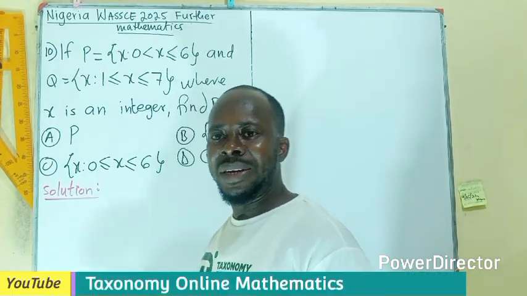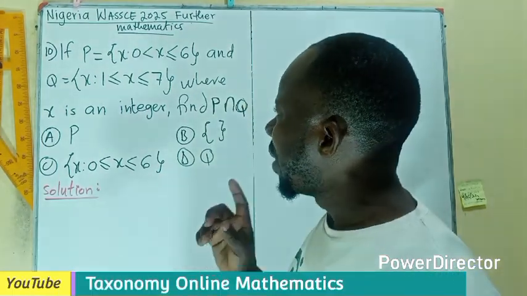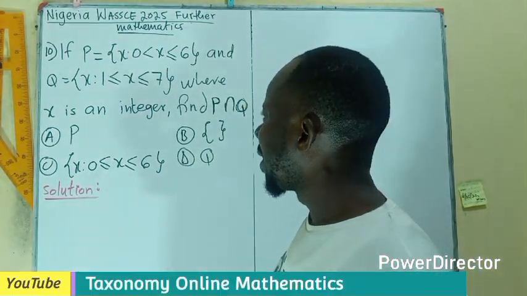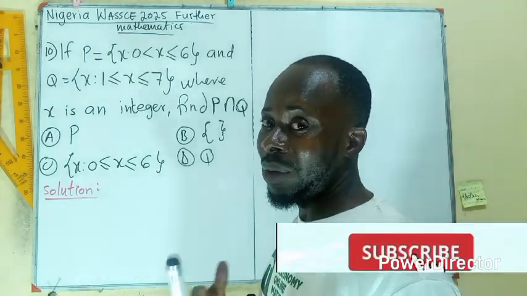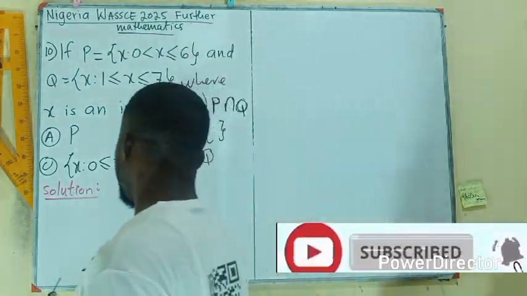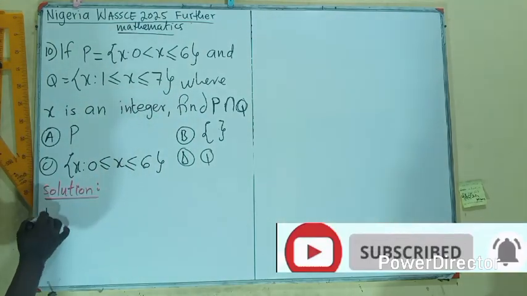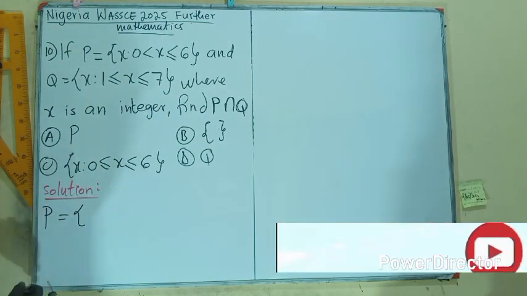Welcome. Let's have a look at this one as question 10. If P is the set of x such that 0 is less than x less than or equal to 6. Let's start with that first. For the set P, we can list the elements.